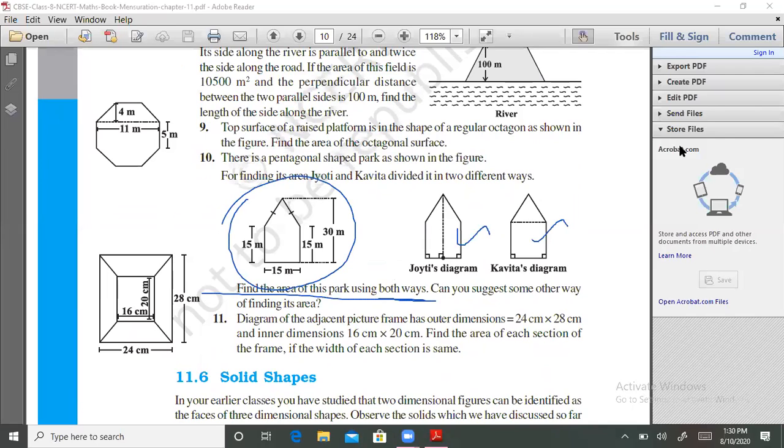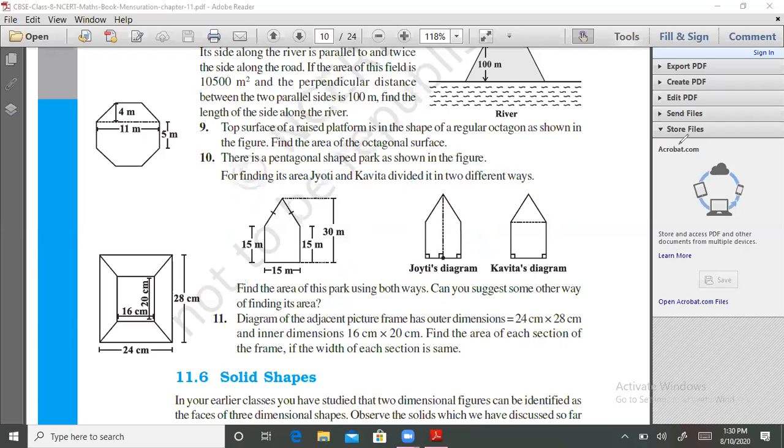And you suggest some other way of finding its area, and you have to check whether you can find its area in some other way too. So firstly here we have been given 2 figures. We have to find the area of this figure by 2 ways. So first is Jyoti's diagram, second one is Kavita's diagram. So we have to try both of the ways, right?